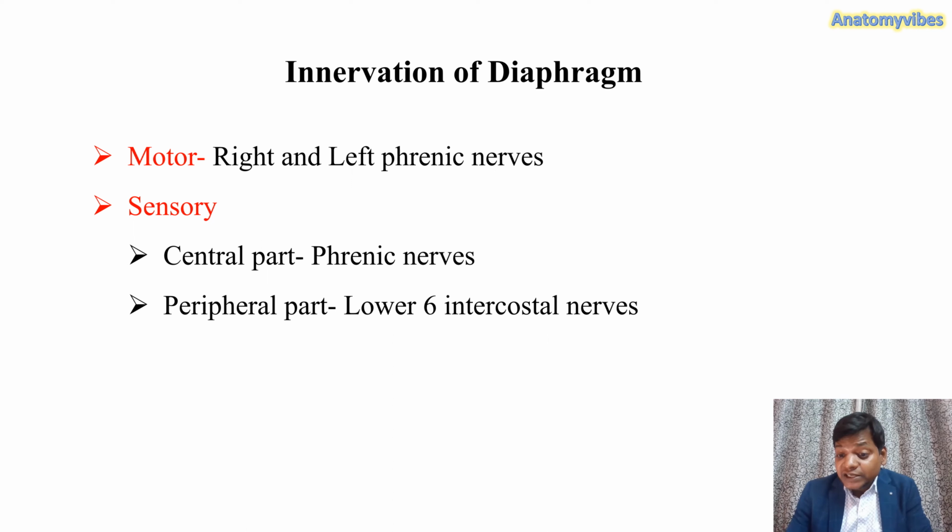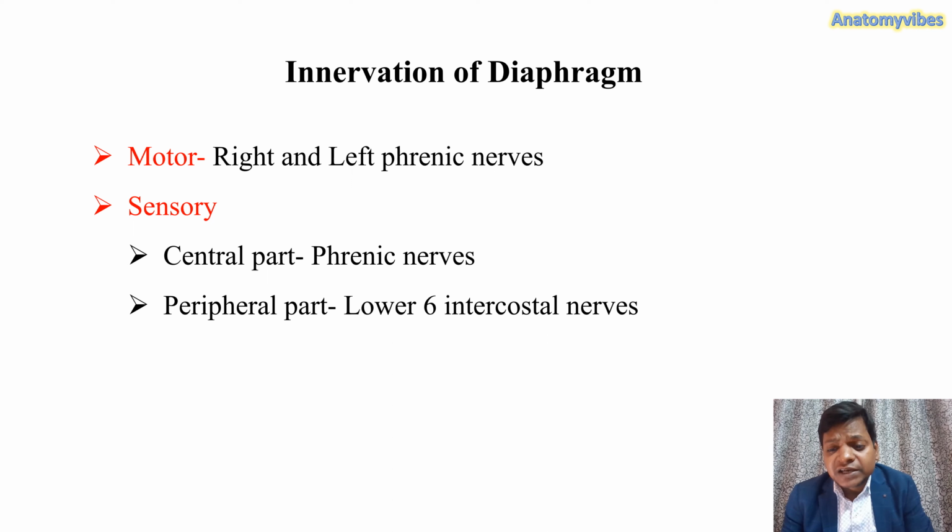Now the phrenic nerve also has sensory nerve fibers, and that will also supply the diaphragm. So the central part of the diaphragm is supplied by the phrenic nerve, sensory supply, and the peripheral part, sensory supply, is carried via the lower 6 intercostal nerves. So this sensory supply is quite very important.